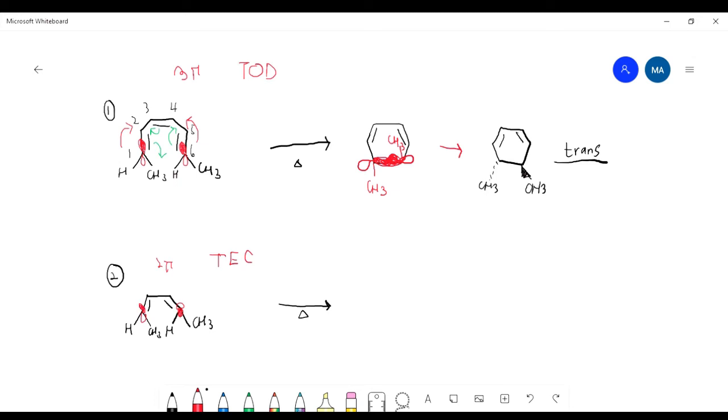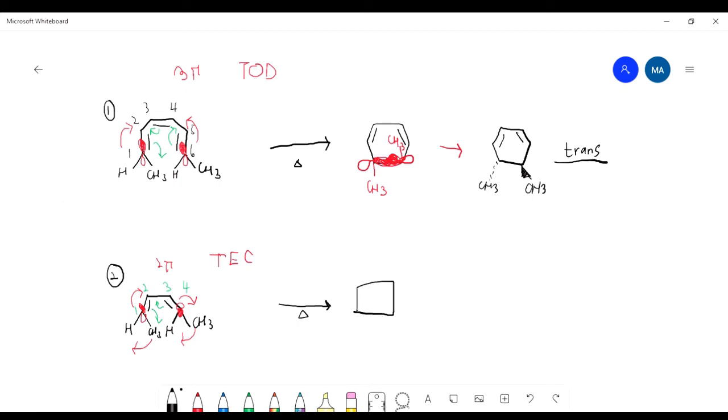Okay, so what happens when it undergoes conrotatory? It is either both clockwise or both anti-clockwise. Okay, let's try clockwise. In this case, the CH3 will go down here. Then this CH3 also will go down here. So this bond will move here and this will form a new bond in the middle. So we see here there are 4 carbons involved: 1, 2, 3, 4. So the end product must be a cyclobutene.